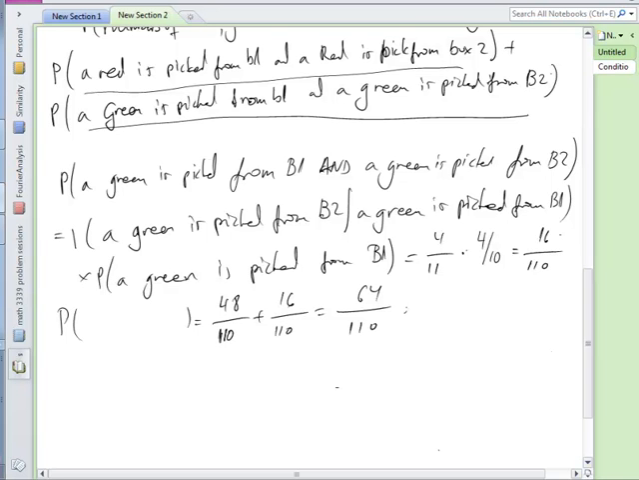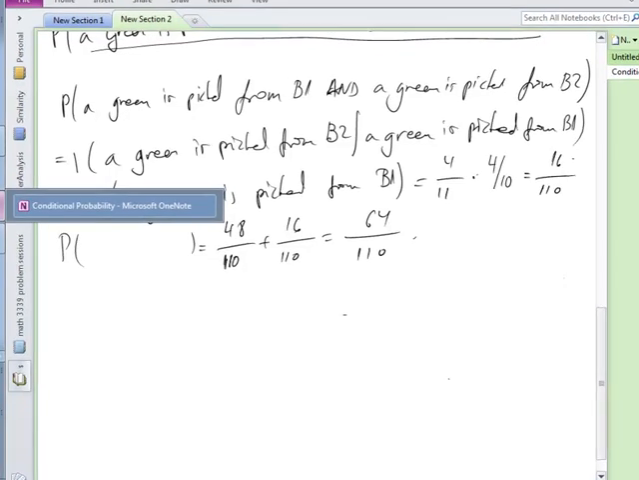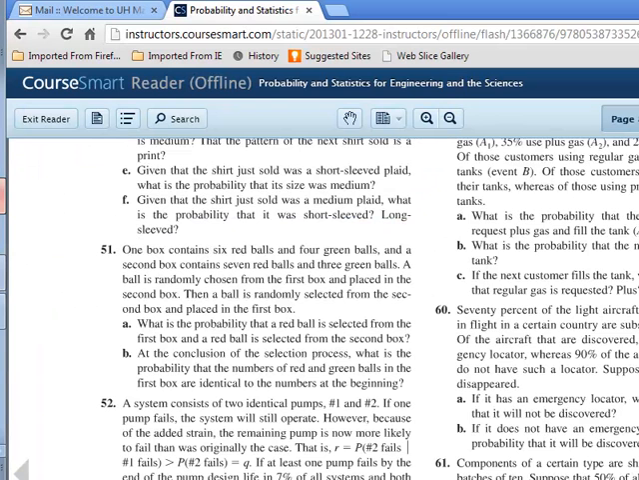Did we understand this nice problem? Questions? No questions? No questions. Those are not difficult problems. Let's work on a different one here.